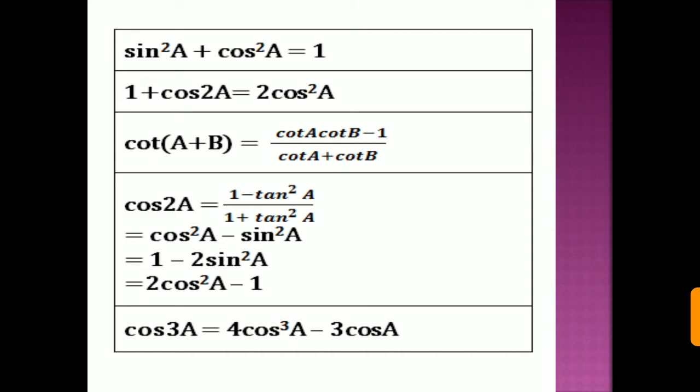1 plus cos 2a is equal to 2 cos square a. Cot (a plus b) is equal to (cot a cot b minus 1) upon (cot a plus cot b). Cos 2a is equal to (1 minus tan square a) upon (1 plus tan square a), or cos square a minus sin square a, or 1 minus 2 sin square a, or 2 cos square a minus 1. And cos 3a is equal to 4 cos cube a minus 3 cos a.